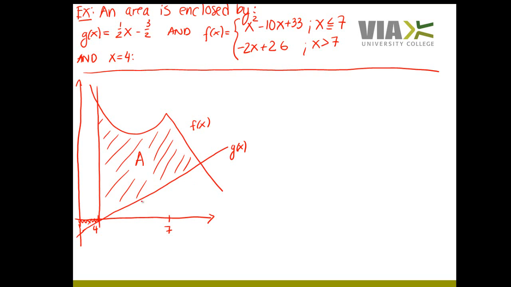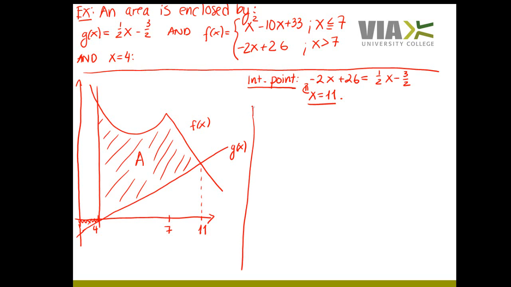Obviously at this point here the intersection point will be between f(x) defined as minus 2x plus 26 and g(x). So the intersection point will be the first thing which we will calculate. So that will be minus 2x plus 26 equals half x minus 3 over 2. And when you solve that one here, you will find that when x is equal to 11, the two functions will intersect. So now we're actually there, because now we can calculate the area A.